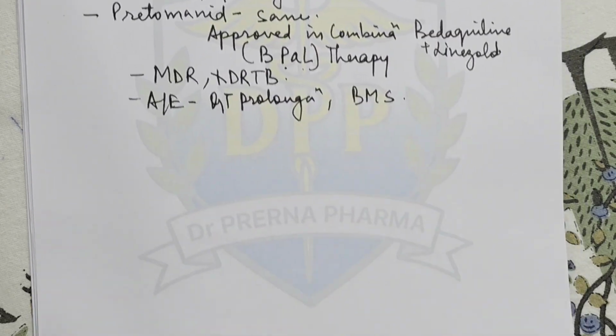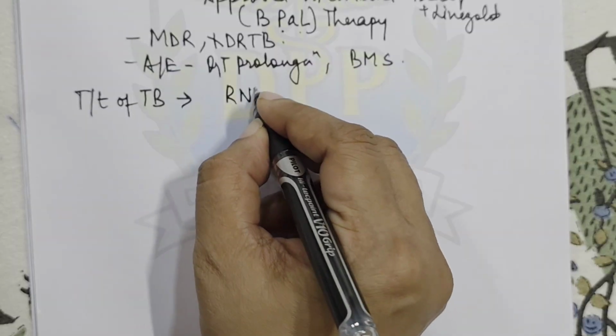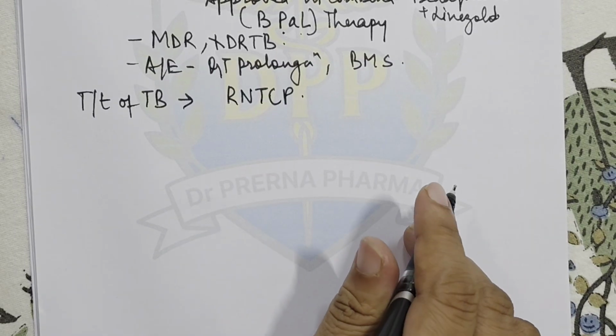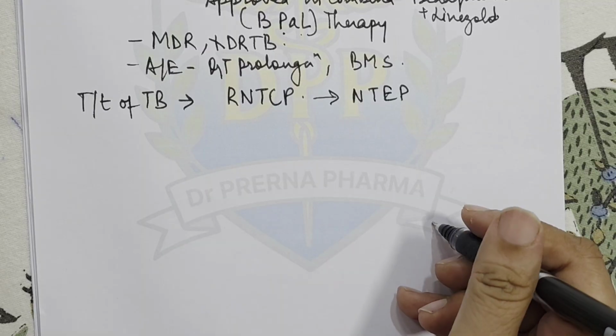Okay, now let's come to the treatment part of tuberculosis. So treatment of tuberculosis, the RNTCP program, that is revised National Tuberculosis Control Program, is now called NTEP, that is National Tuberculosis Elimination Program.